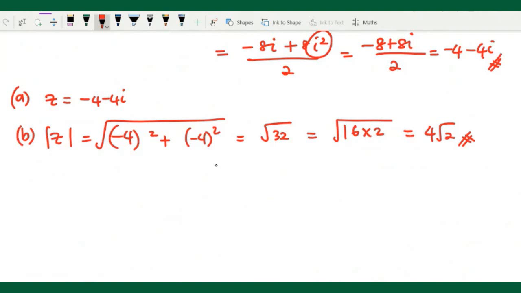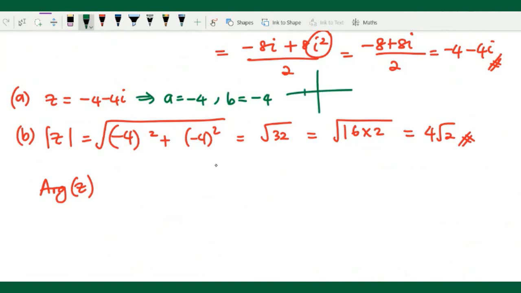And finally, the argument. Okay, so the argument z. Okay, tapi kita kena identify theta kita dulu lah. Theta kita ni is in which quadrant? Okay, so obviously A negative 4, B negative 4. So kalau negative is in the third quadrant lah. Negative kan, so it's in the third quadrant. Okay, so theta kita third quadrant. Okay, so argument in the third quadrant.